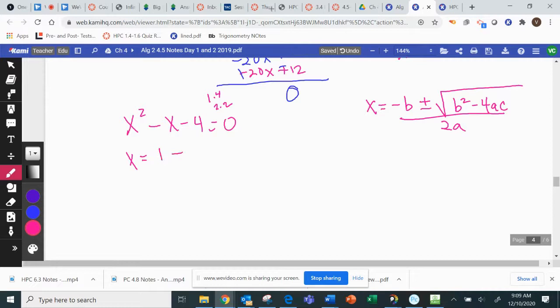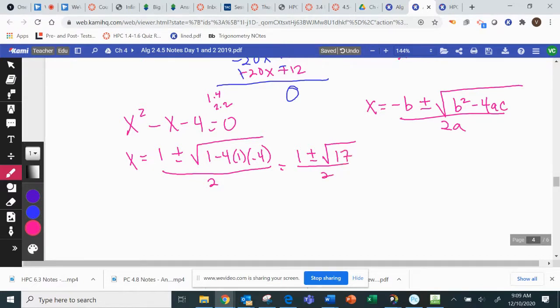I don't want to use complete the square. So opposite b plus or minus square root b squared minus 4 times a times c all over 2 times a gives me 1 plus or minus square root 1 plus 17 over 2. The bottom is positive. Square root of 17 can't be broken down any further, and there's nothing that I can factor out to cancel with the 2. So that is in lowest form, I guess.